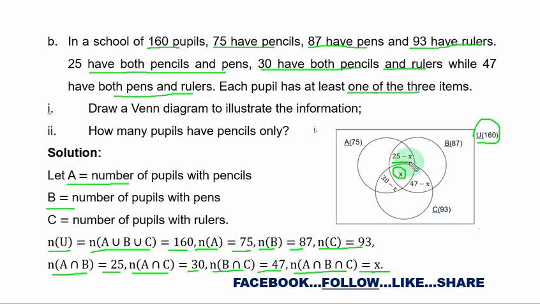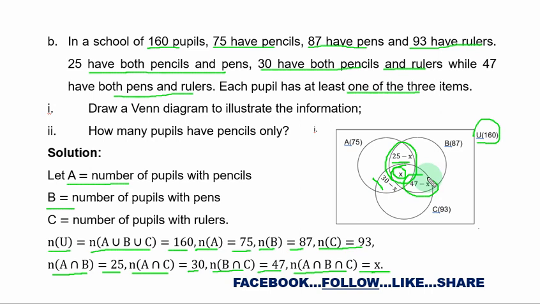Then you have to compute 25 minus S. Those that have pencils and pens are 25, and this S you have here is also part of that region. So only pencils and pens becomes 25 minus S. Here, only pencils and rulers is 30 minus S, and only pens and rulers is 47 minus S.